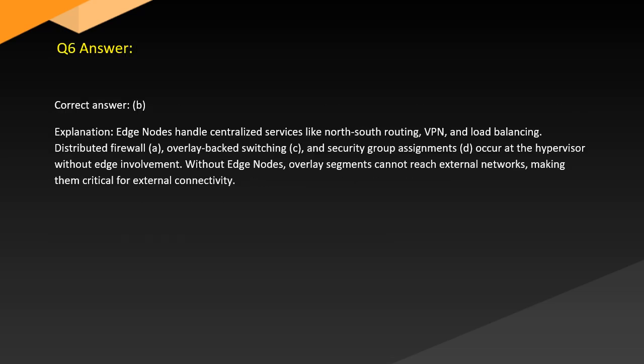Answer. Correct answer: B. Explanation. Edge nodes handle centralized services like north-south routing, VPN, and load balancing. Distributed firewall (A), overlay-backed switching (C), and security group assignments (D) occur at the hypervisor without edge involvement. Without edge nodes, overlay segments cannot reach external networks, making them critical for external connectivity.